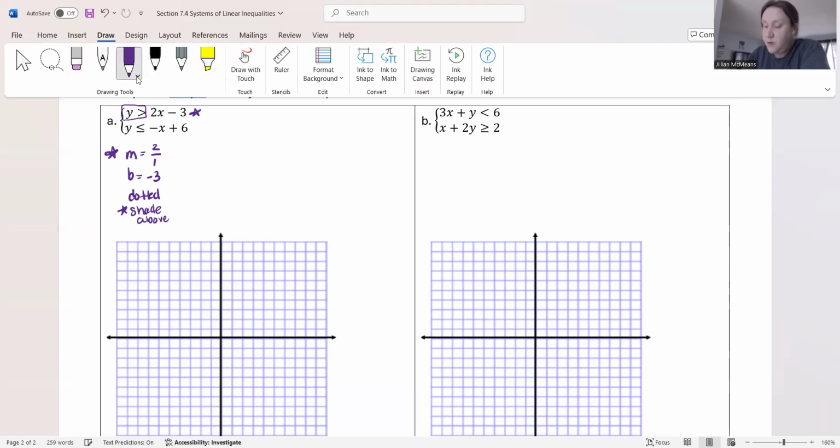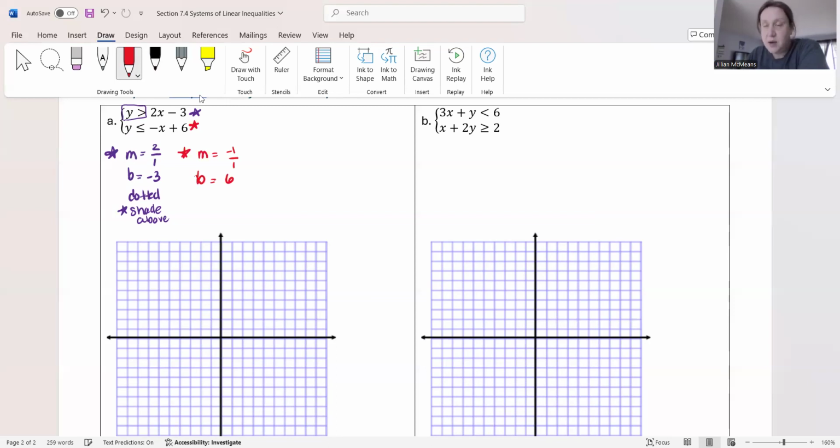Now for the second inequality, I'm going to look at it in red. Again, it's already solved for y, so we don't have to do that work. But remember, as long as you're solved for y, the slope is the coefficient of x. So my slope is -1, but I want it to look like a fraction, so I'm just going to put it over 1. My y-intercept, as long as I'm solved for y, is just the constant. So my y-intercept is 6.